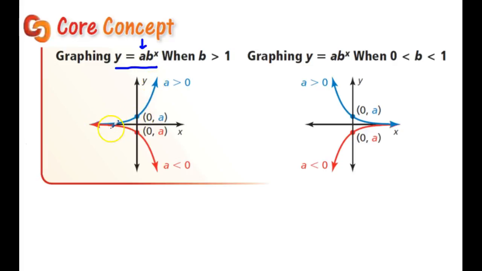So you'll see that my graph looks sort of like this. When a is positive, so greater than 0, and when b is greater than 1, we're following this blue graph. So when a is less than 0, but b is still greater than 1, we're following this red graph.